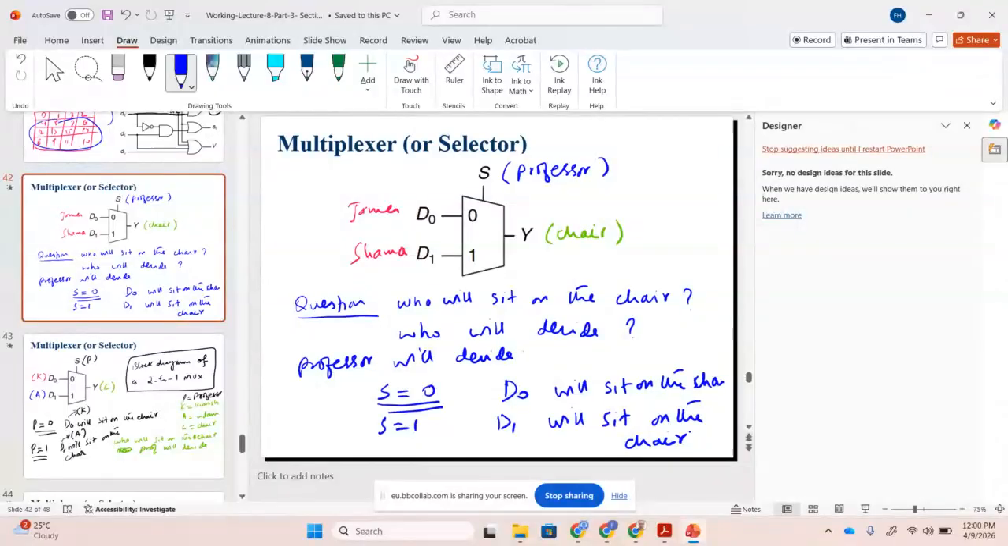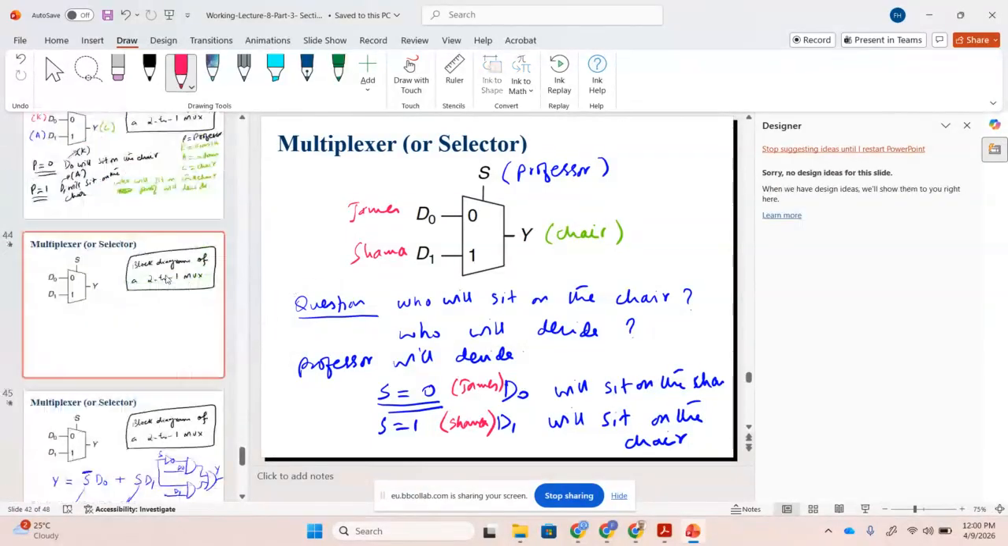At least you know the functionality. Is this clear or not clear? Help me. So who will sit on the chair? James will sit on the chair, and in the second example, Shama will sit on the chair. Got it or not got it? So this is the functionality of a 2 to 1 multiplexer.